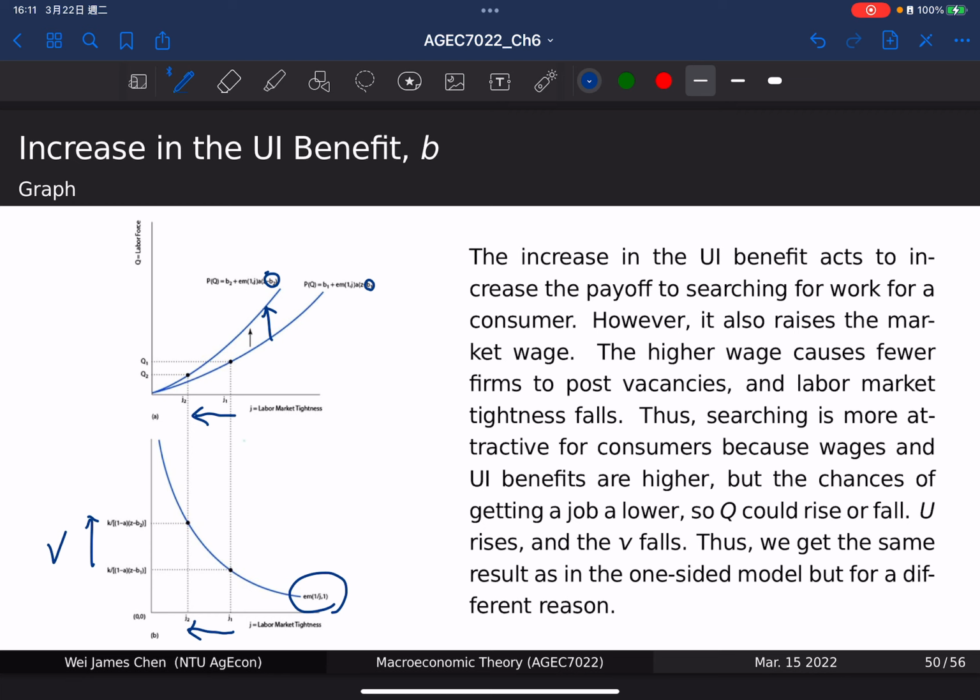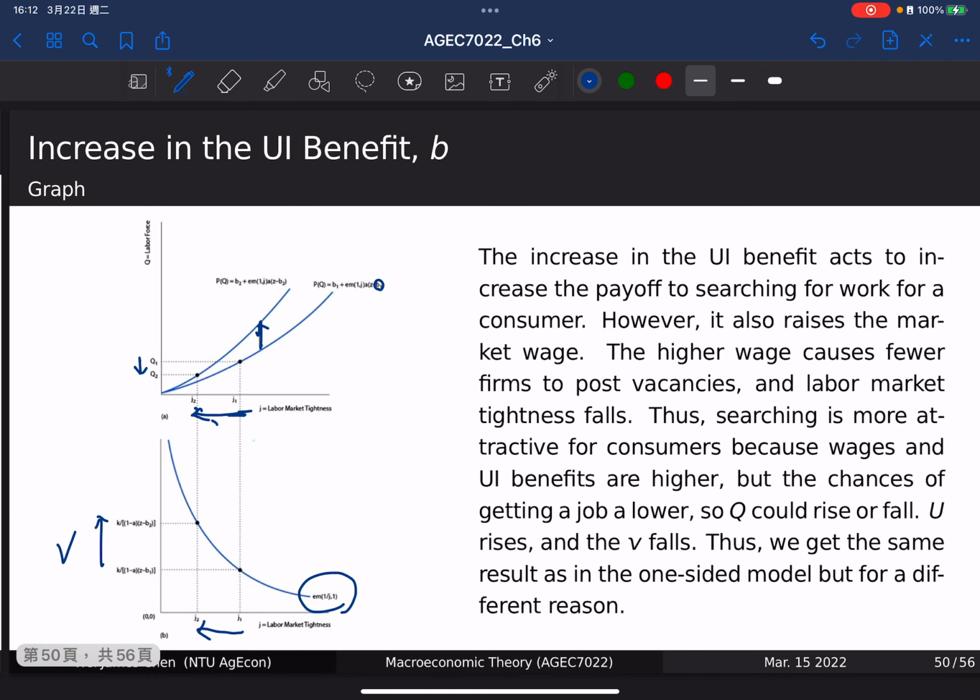So what I mean is, if this goes even higher like this, even if the market tightness goes down, I could still get something like this Q2 plumb. It could be the case that after the market tightness decreases, the labor force actually increases. But the one that I show here is that after the labor market tightness decreases, the labor force decreases, because the force that pushed the expected payoff up is not high enough.